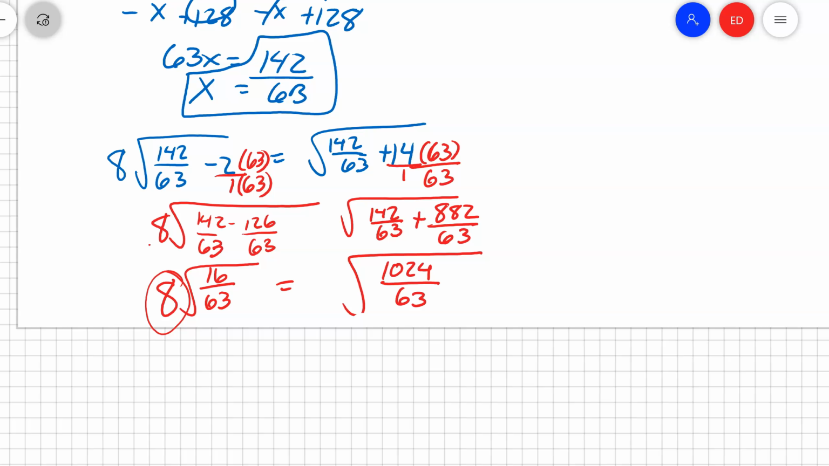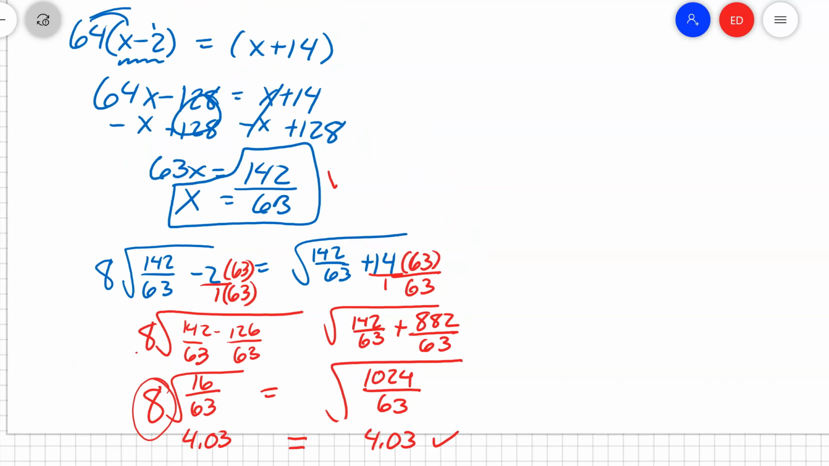But what we really need to do is just multiply it. So 8 times the square root of 16/63 is going to give us 4.03, and the square root of 1024 divided by 63 is going to give us 4.03 as well. Those are congruent, so both of those equations work. This is our crazy value for this problem.